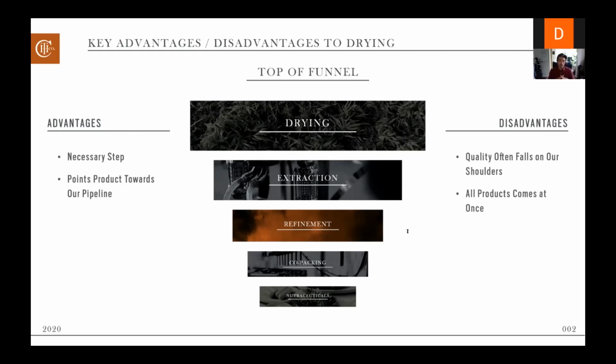The other disadvantage of being at the top of the funnel is the harvest season in the Northwest is all but 2 months. So getting all that product handled, quality maintained in a 2-month span, sometimes less if we have a rainy season, it is quite difficult when we're talking about managing about 10 million wet pounds into our facility during that time.